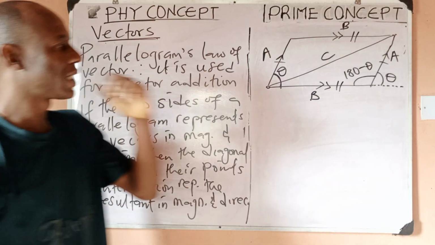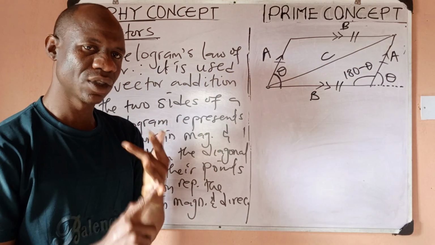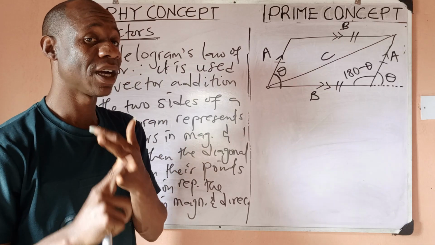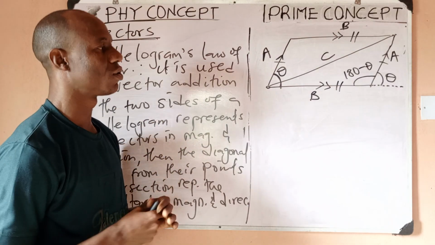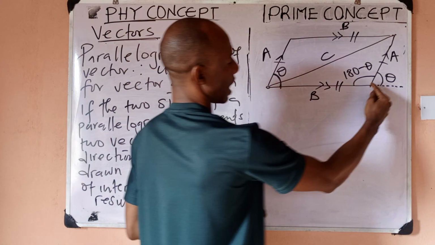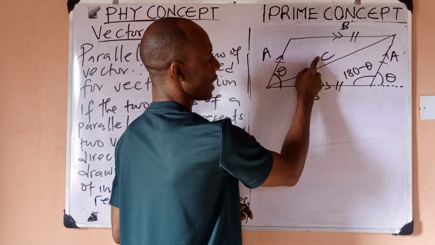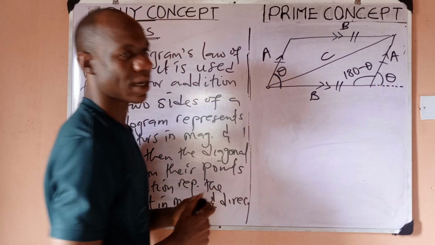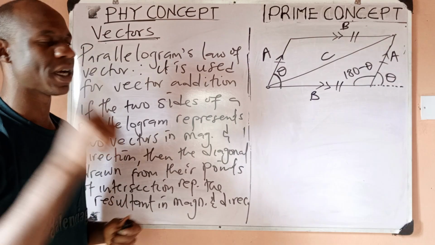Now I can quickly apply cosine rule. I would show you the difference between cosine rule and parallelogram rule. They are not the same. You're already familiar with cosine rule. Now, I have this length, which is B. I have this length, which is A. And I have this length, which is C. And the angle that faces C is this, right? So I can use cosine rule, and from cosine rule, I would arrive at parallelogram rule.